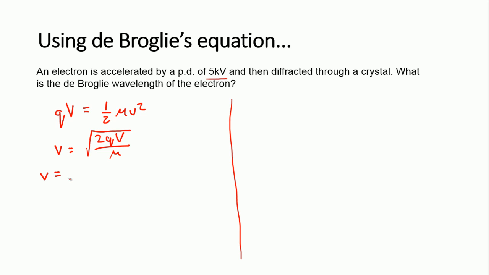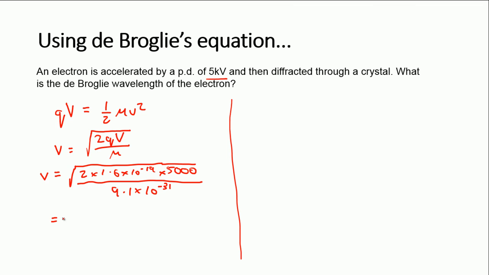So the velocity will be the square root of 2 times the charge on the electron, which is 1.6 times 10 to the minus 19, multiplied by the voltage, which is 5,000 volts, divided by the mass of the electron itself, which is 9.1 times 10 to the minus 31 kilograms. And when you work all that out, you get a speed of 4.1 times 10 to the 7 meters per second. So the electron's traveling reasonably quickly. Alright, so let's do the second stage.